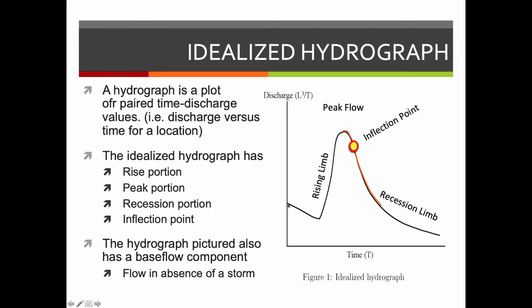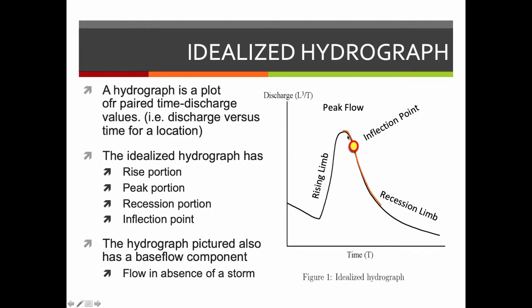There's a preceding portion until the runoff begins, and then it begins to climb. That's called the rising limb. And then it rises up to a peak, which is cryptically called the peak flow. And then there is a descending portion called the recession limb, where it comes back down to the pre-storm conditions.